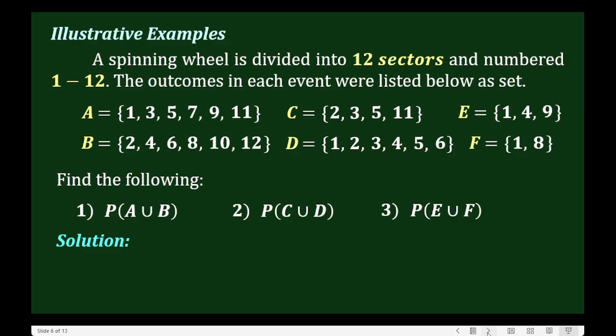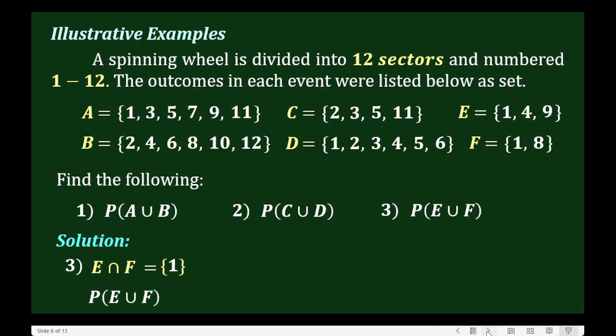Next, number 3. The probability of the union of events E and F. We also need to find out the intersection of these two events. So refer to the two sets. You will notice that their common element is 1. Therefore, E intersection F has only one element, that is 1. How many elements? It's also 1.